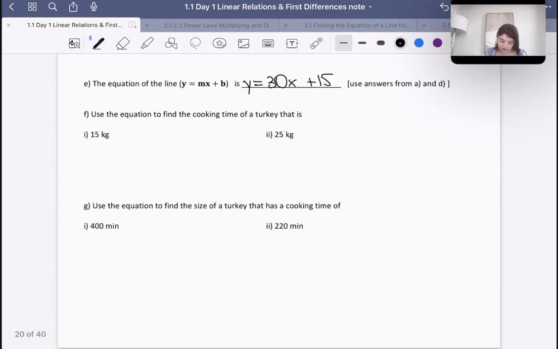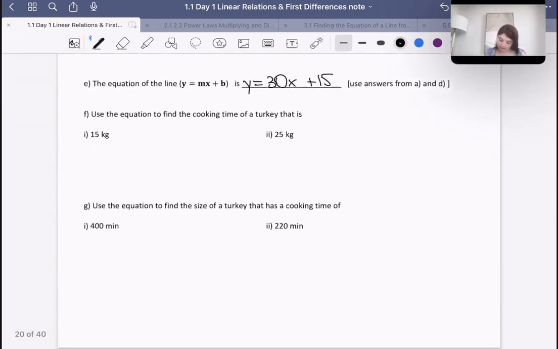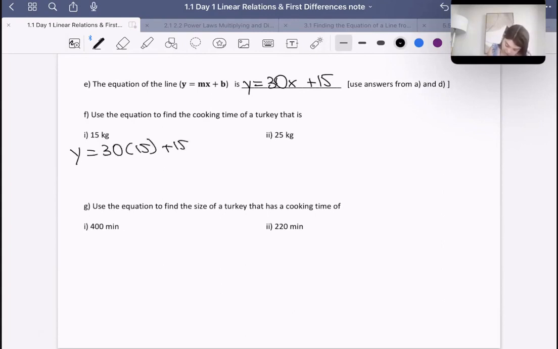Then it says to use the equation to find the cooking time of a turkey that is 15 kilograms. So kilograms is our x coordinate, therefore we put that in for x. So y equals 30 times 15 plus 15. If we plug that into a calculator, 30 times 15 plus 15 is 465 minutes, which may seem like a lot of minutes. I recognize that that's close to 8 hours.